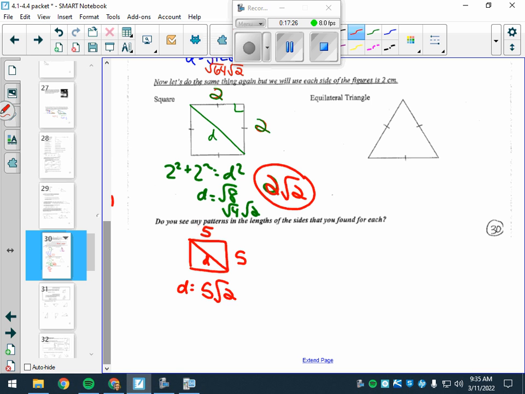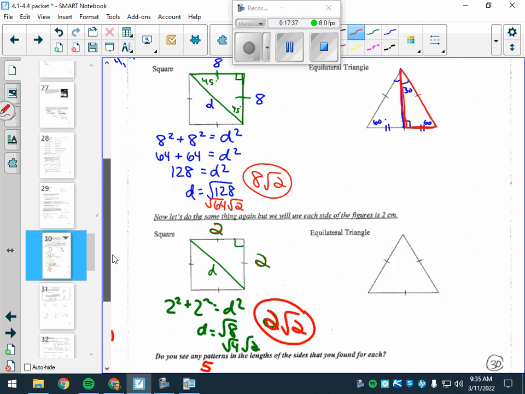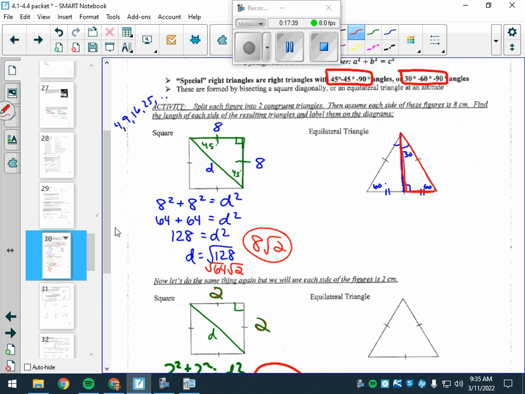What if each side was 12? What would the diagonal be? Wesley? 12 root 2. So these are the relationships with the sides of every 45, 45, 90 triangle. Side, side, and then hypotenuse is whatever the side length is times the square root of 2 every time.